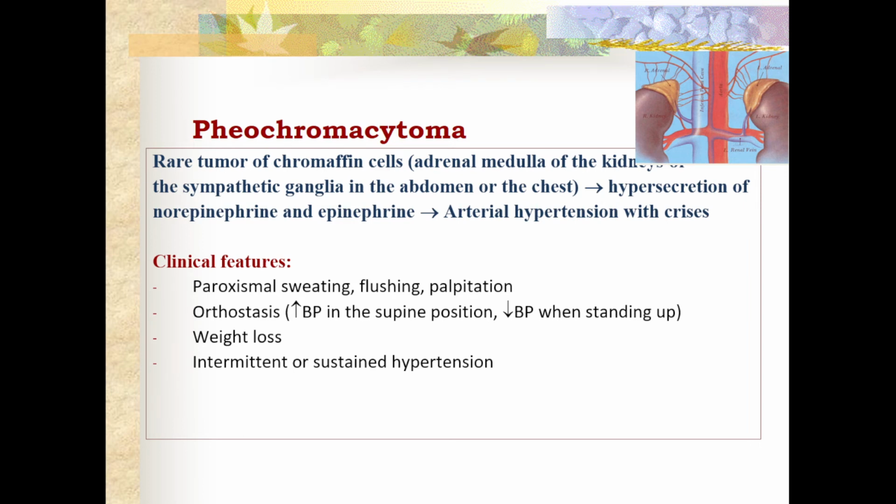Clinical features in pheochromocytoma are paroxysmal sweating, flushing, palpitation, increased blood pressure in supine position and decreased blood pressure when standing up, loss of weight. Activation of sympathoadrenal system can cause arterial hypertension.